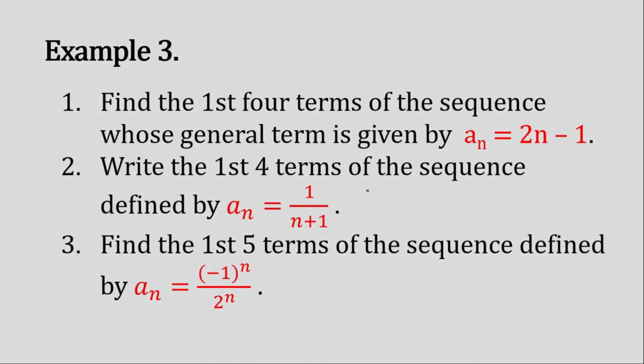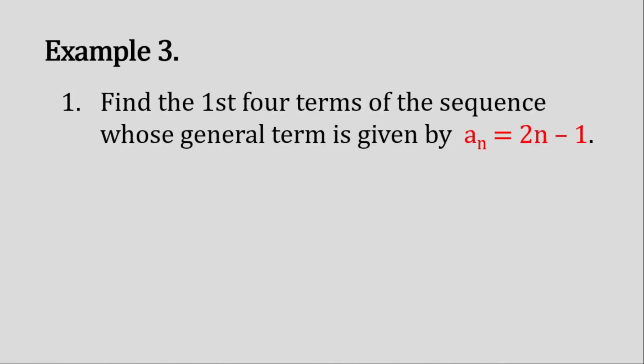Now let's try to solve the following examples. Let's go with the first example. Find the first 4 terms of a sequence whose general term is a sub n equals 2n minus 1. Again, if we are asked to find the first 4 terms, the first 4 terms are a sub 1, a sub 2, a sub 3, and a sub 4.